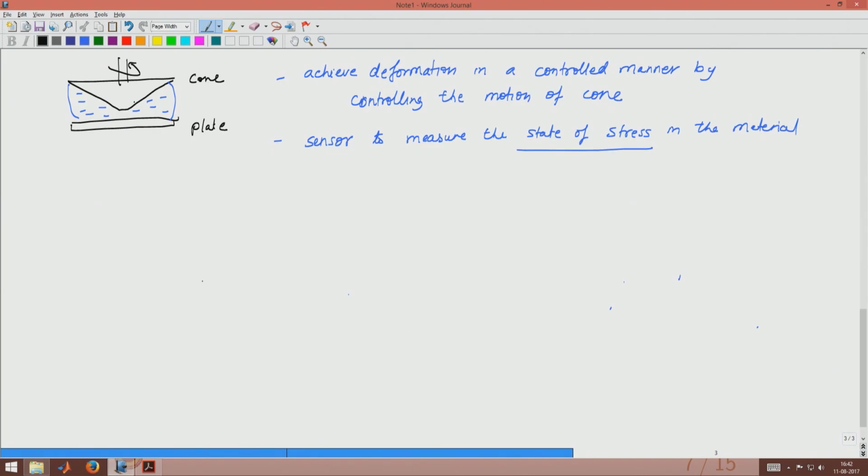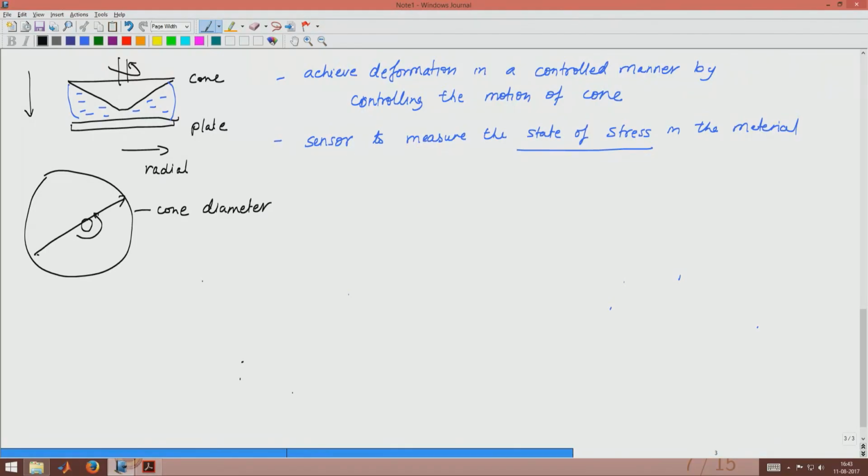So, let us look at the overall geometry. Clearly we can define this as a radial direction. Just to see it from the top, what we will have is a view where this is the cone which is rotating, and this is the outer diameter of the cone. So, this is the cone diameter which will be specified, and this cone is of course rotating. So, the radial direction is one important direction, and to describe this problem we use a spherical coordinate system.